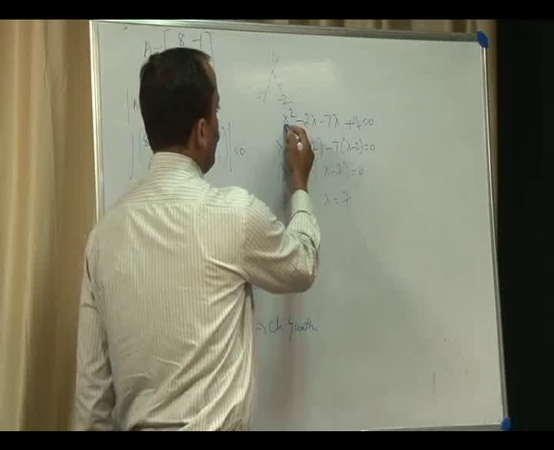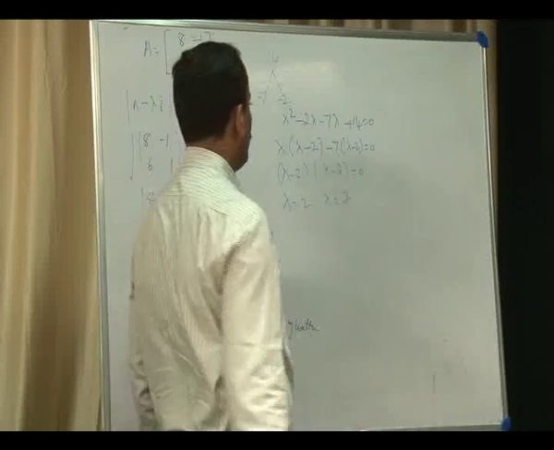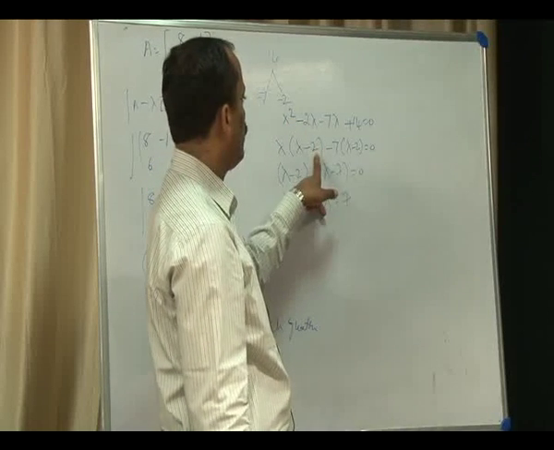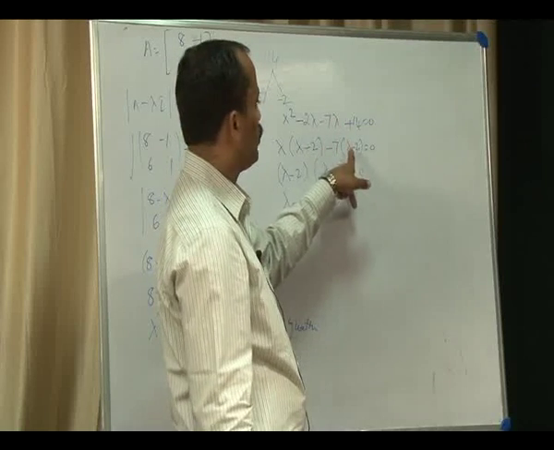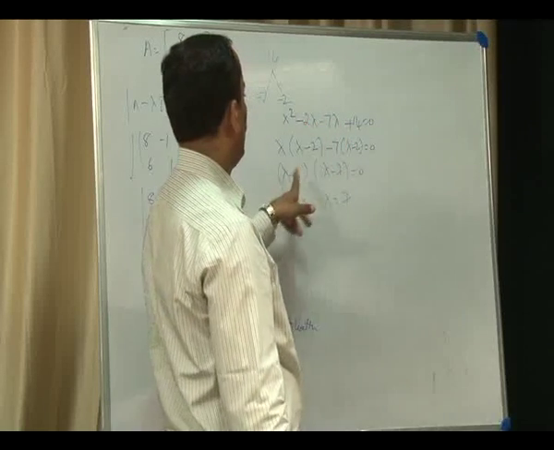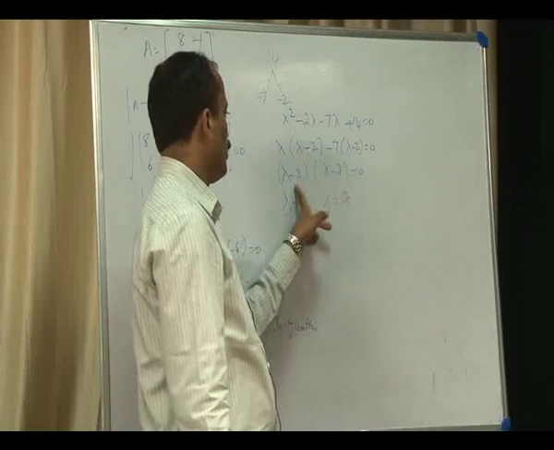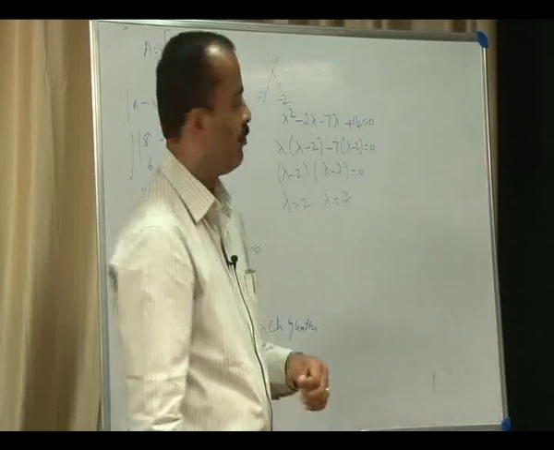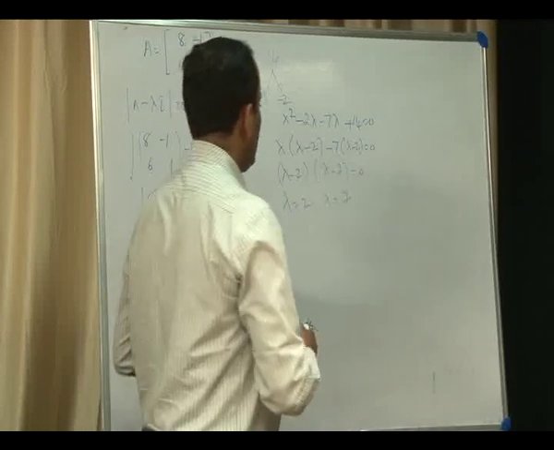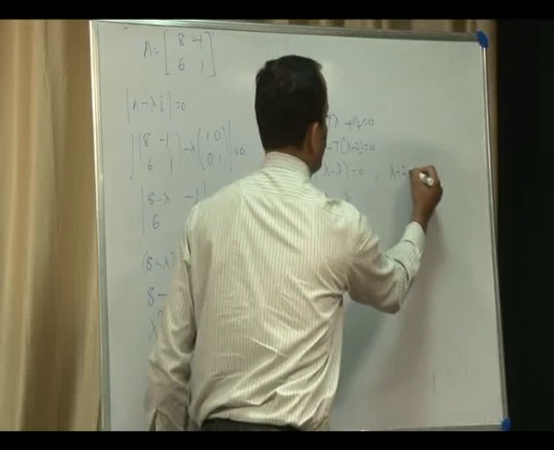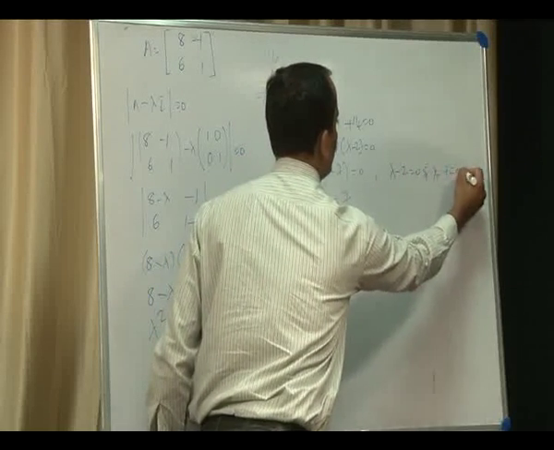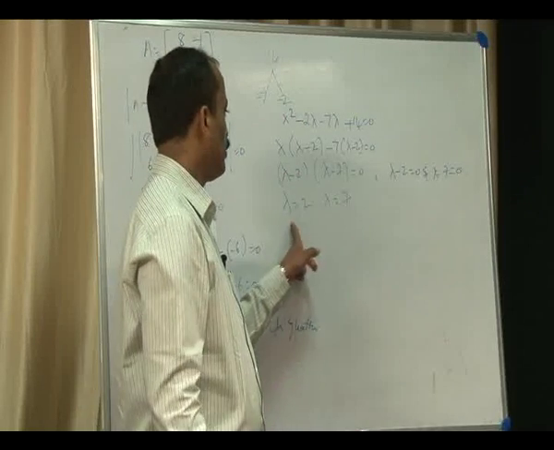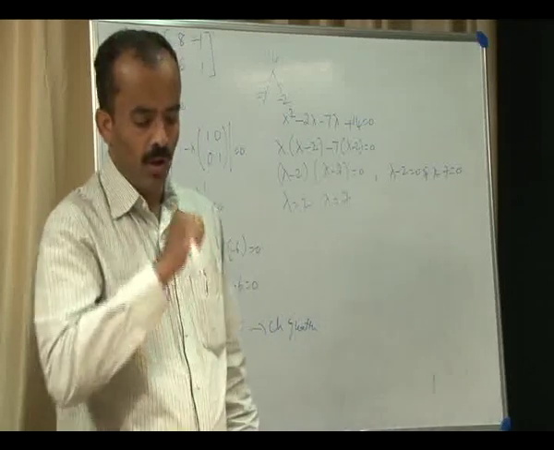Okay, so it becomes lambda squared minus 2 lambda minus 7 lambda plus 14 is equal to 0. You take lambda common, so lambda into lambda minus 2, and again you take minus 7 common, so lambda minus 2 is equal to 0. Therefore, lambda minus 2 is common, so lambda minus 2 into lambda minus 7 is equal to 0. This means lambda minus 2 is equal to 0 and lambda minus 7 is equal to 0. So, lambda is equal to 2 and lambda is equal to 7.